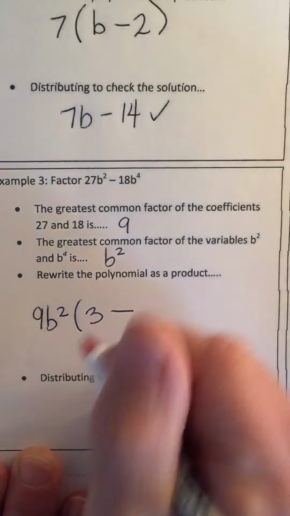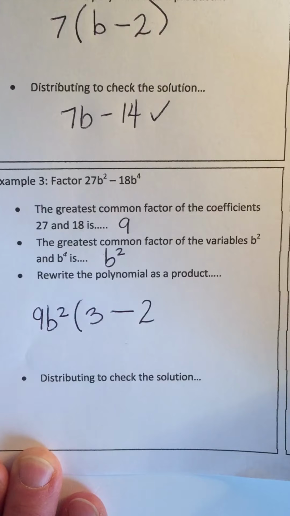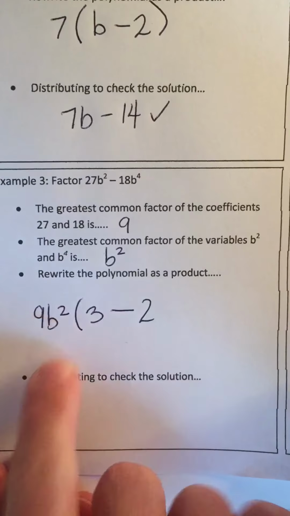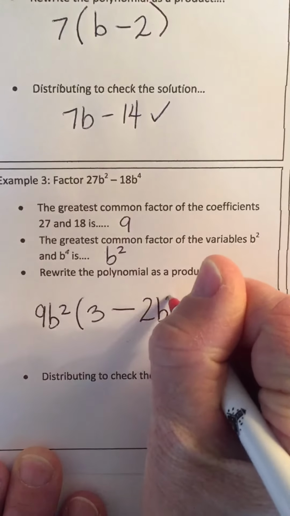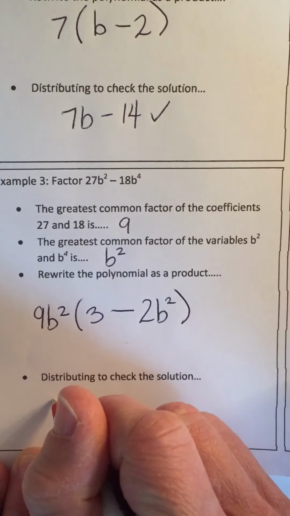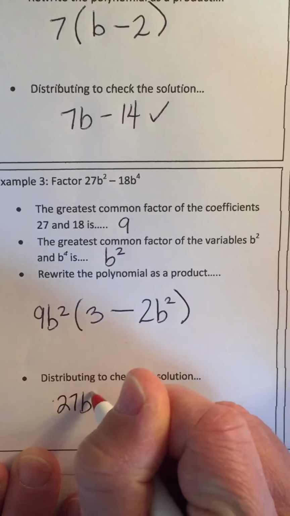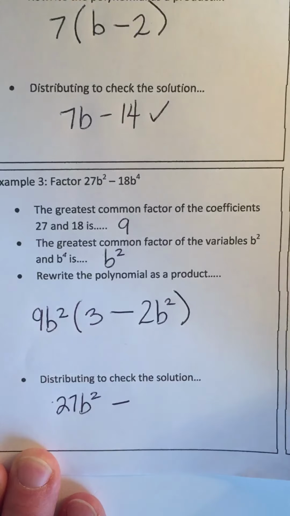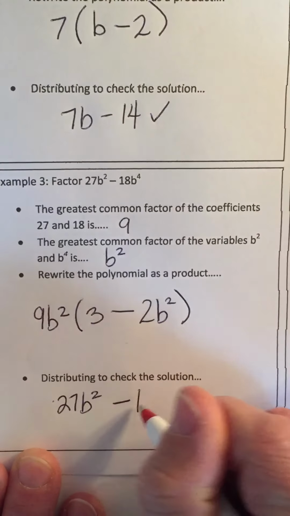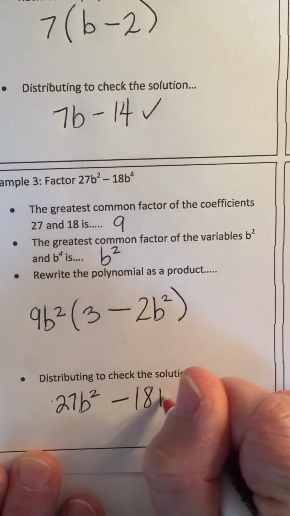minus, we need to do 9 times 2 to get 18. We already have 2 b's out here. We need a b squared to get b to the fourth. Again, distributing to check, 9 times 3 is 27b squared, minus 9 times 2 is our 18b squared times b squared is b to the fourth.